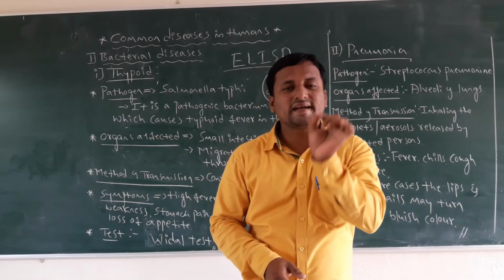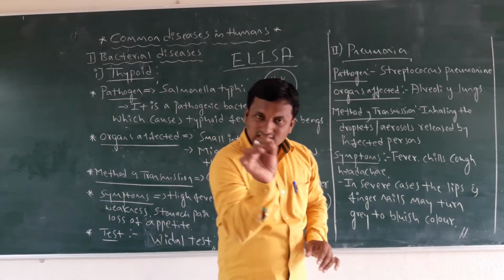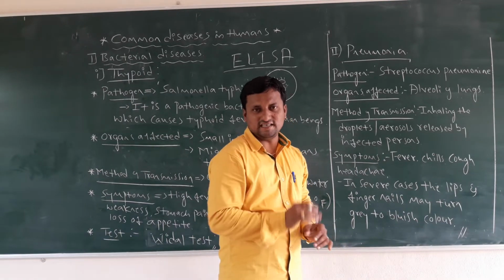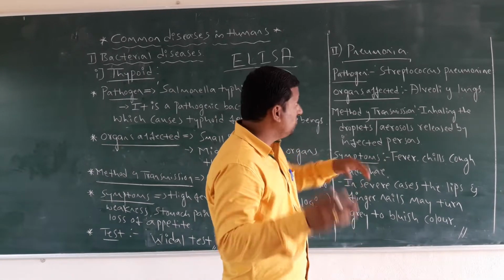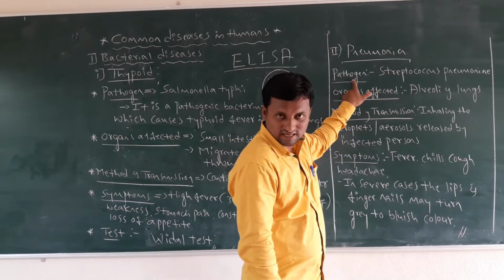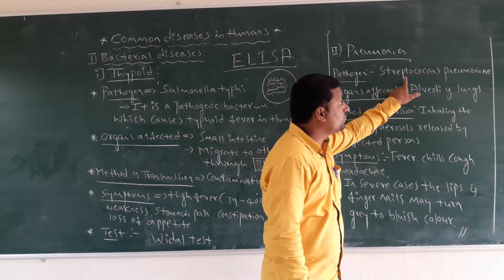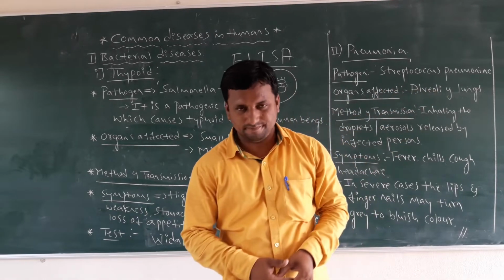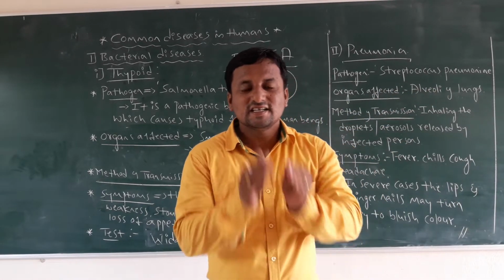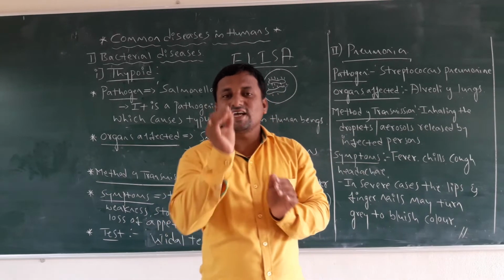Then the second one is pneumonia. What is the second bacterial disease? That is pneumonia. This is also a pathogenic disease caused by bacteria. Which type of bacteria? That pathogen, the causative agent, is called Streptococcus pneumoniae. Coccus is circular shaped.